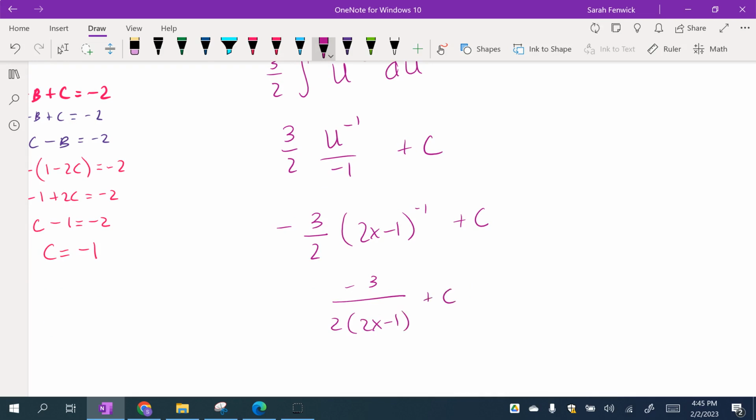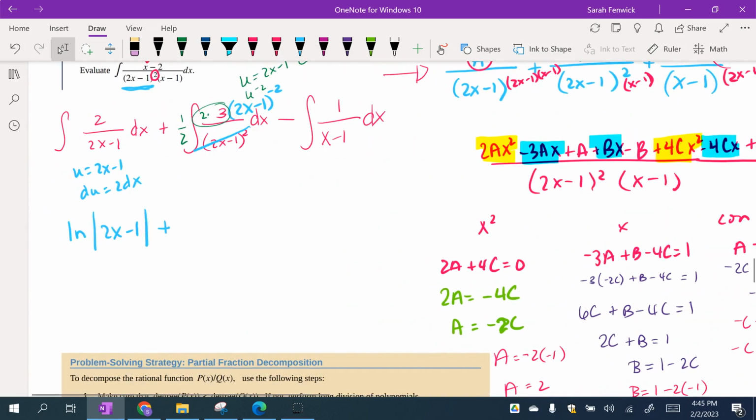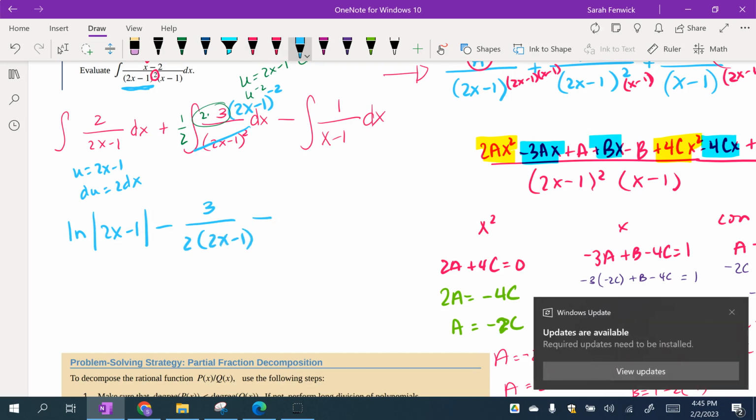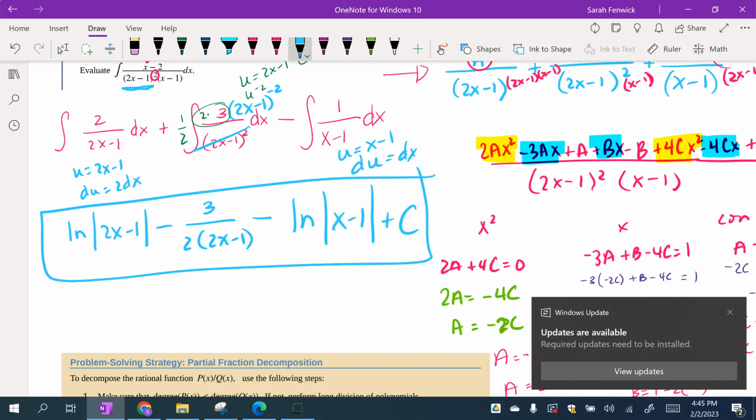Okay, now that I unconfused me and I hopefully unconfused you, I'm going to go back and put that into my problem. So I have, for my second part of my integral, negative 3, so I'm going to make that a minus, over 2x minus 1. Here, u equals x minus 1, du is dx. So this is ln x minus 1 plus c. Not bad.